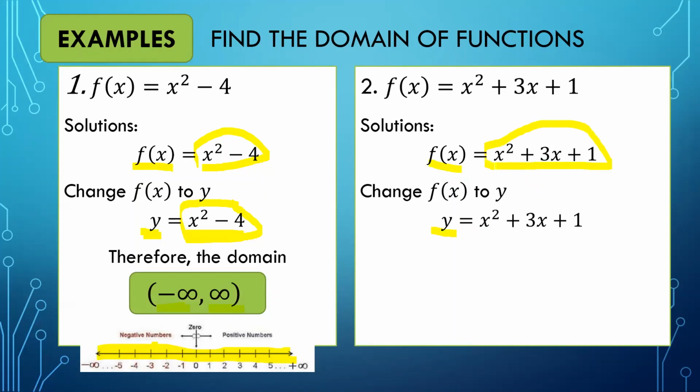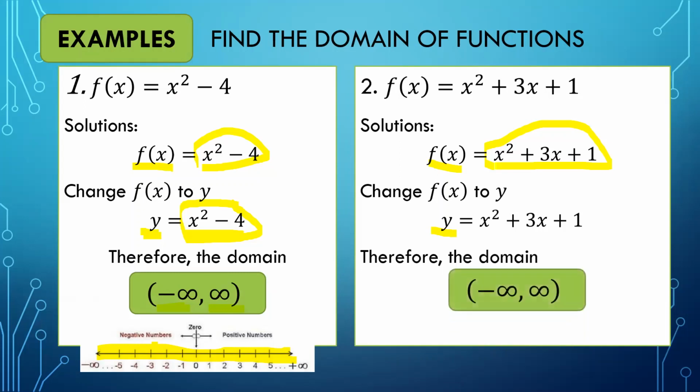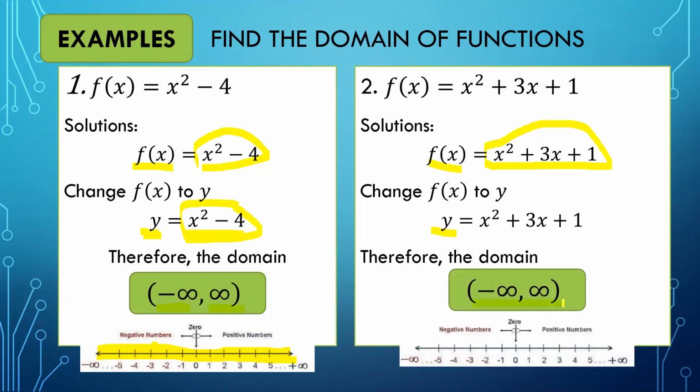The question is, is this a polynomial? Is x squared plus 3x plus 1 a polynomial? Yes, that is a polynomial. So therefore, the domain is from negative infinity to positive infinity, or the set of real numbers. So in a real number line, we have this one, from negative infinity to positive infinity. So again, we know that this is a polynomial, so therefore, the domain is from negative infinity to positive infinity.